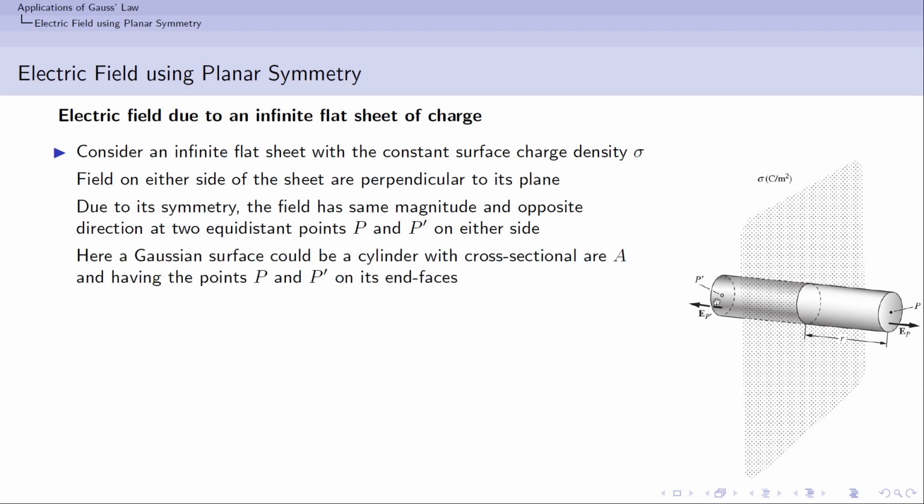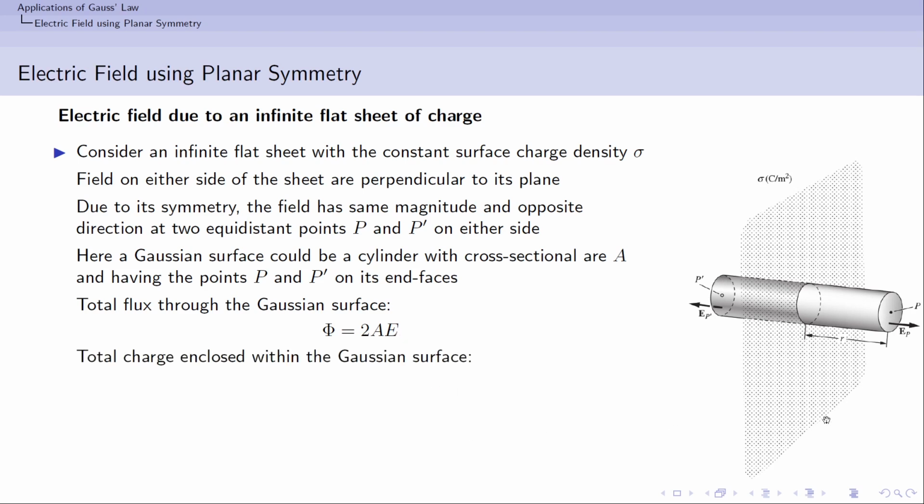So what we do is we choose a Gaussian surface. This again is like our pillbox surface, except instead of a rectangular pillbox, we can choose a cylindrical pillbox. So the area of cross section is A, and this surface is such that it includes this point P as well as P prime on its end faces. Then what is the total flux through the Gaussian surface? This is going to be equal to twice AE, because the side surfaces don't contribute. This area of cross section is A, and the back surface is also A, so the total area is twice A, and the electric field is E, so twice A into E. That is the total flux through the Gaussian surface.